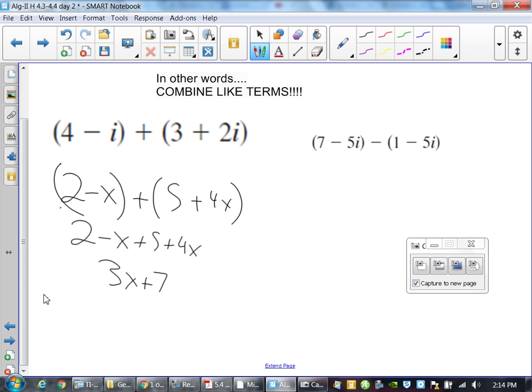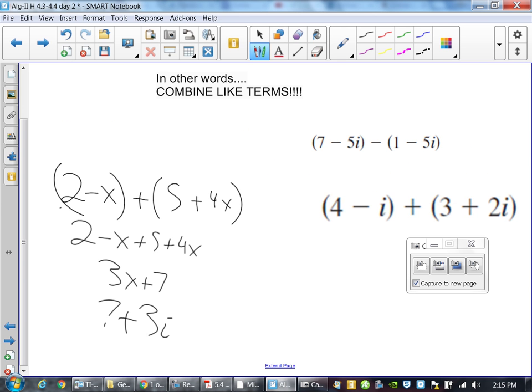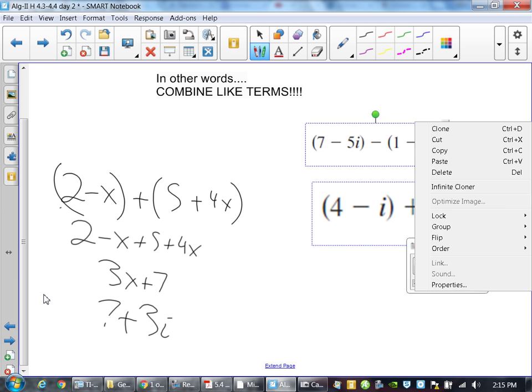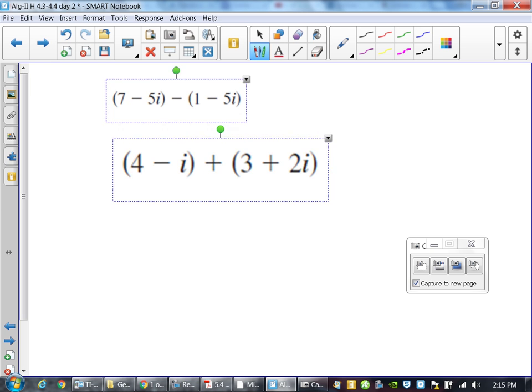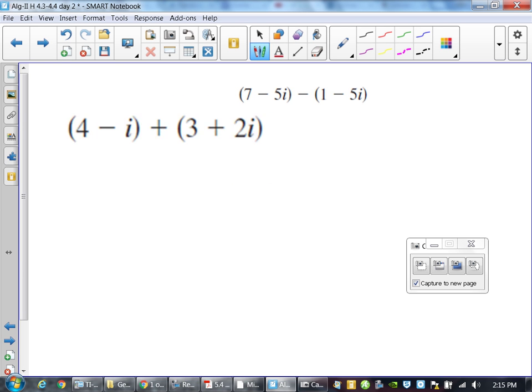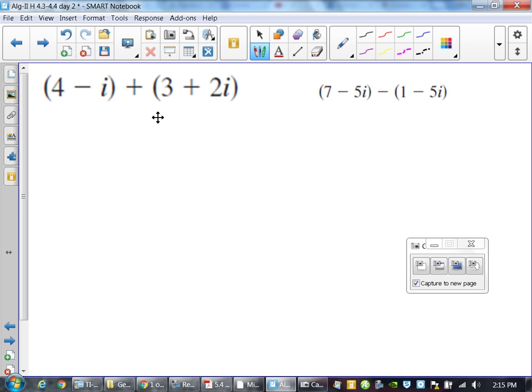But what's different when this becomes an i value is that the i value is written last. That's it. All these are combined like terms, guys. If I look at these two, put these together. If I look at this, 4 minus i plus 3 plus 2i. Yeah, I'm starting over with this one.